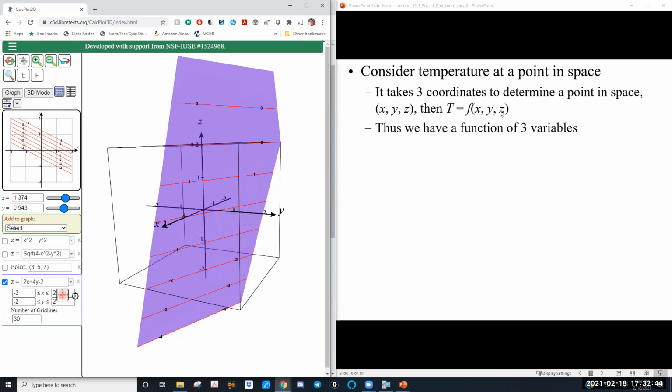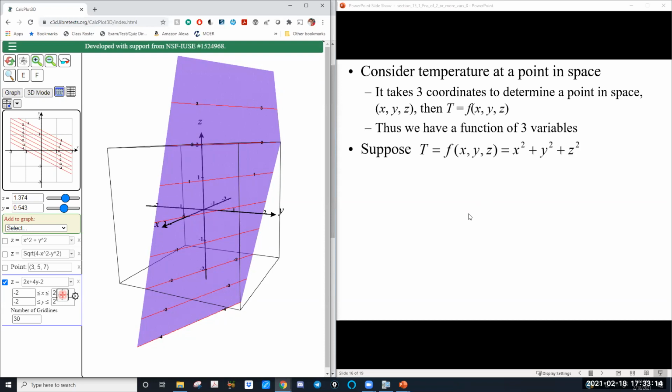That said, all the stuff we're going to do with functions of two variables applies to functions of three variables, four variables, five variables. That's why we're going to do it with functions of two variables, but everything we do extends.